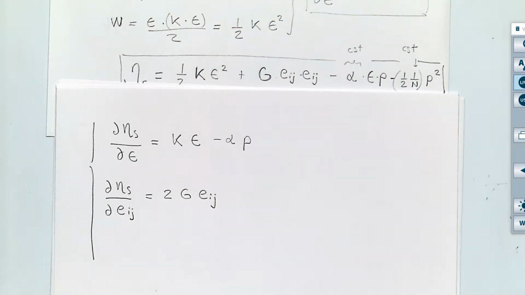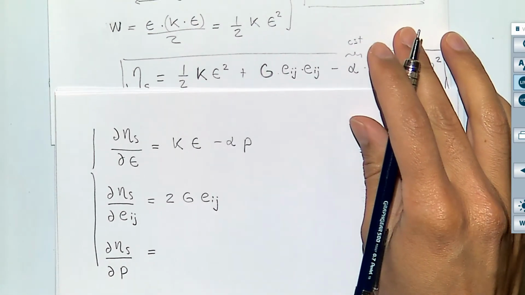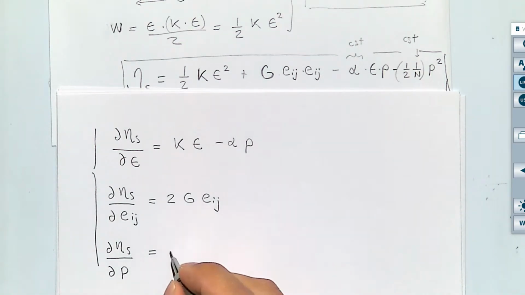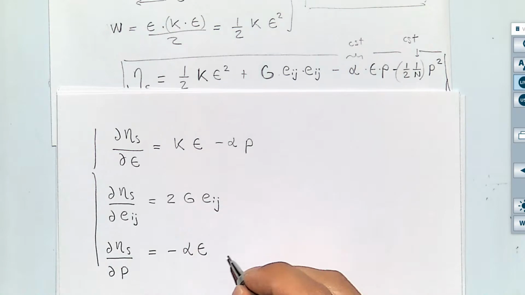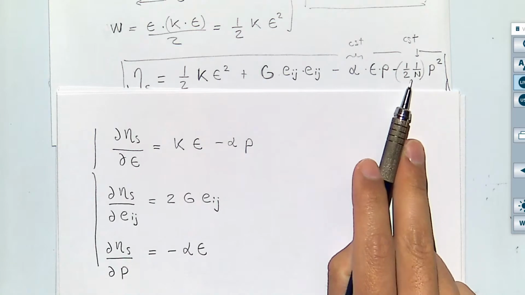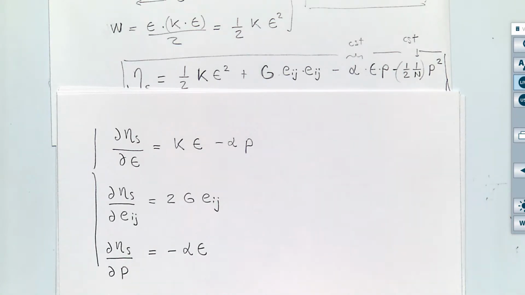And for the last one, we're going to have a variation of free energy with respect to pressure. There is nothing in the first term, nothing in the second, but then we start to see pressure in the third and the fourth. And this is going to be negative alpha volumetric strain. And these 2 are going to come over here, it's going to simplify with the 2, and therefore we are just going to be divided by N.